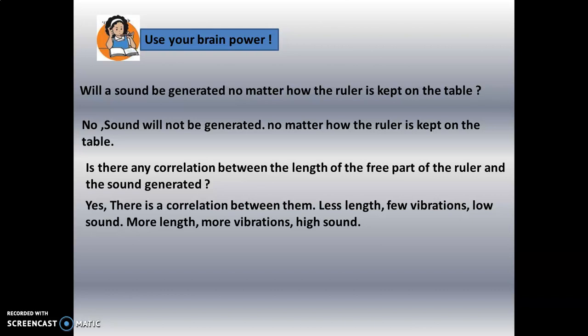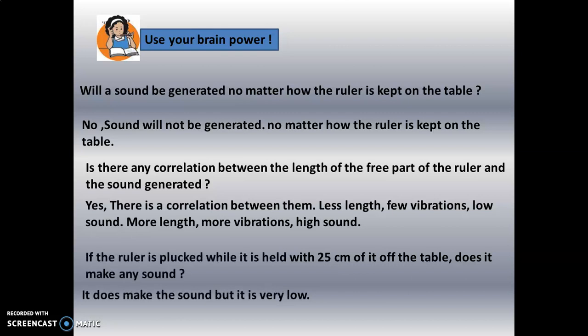Yes, of course, there is a relation between them. Less length, few vibrations, low sound. More length, more vibrations, high sound. So when the distance was more, there was more vibration and high sound, as I told you, and as we keep on decreasing the distance, the length is less, vibrations are less, and sound is also less.